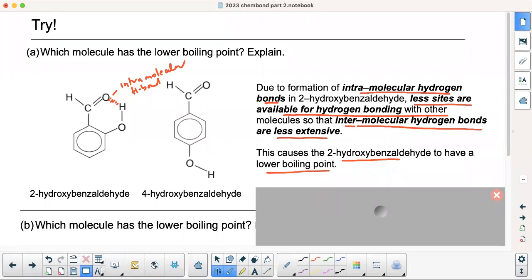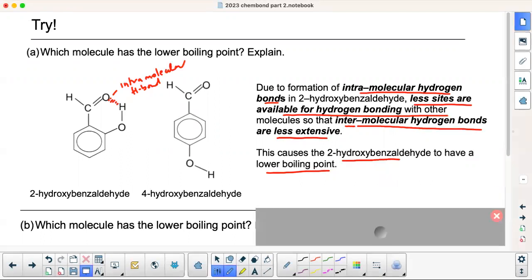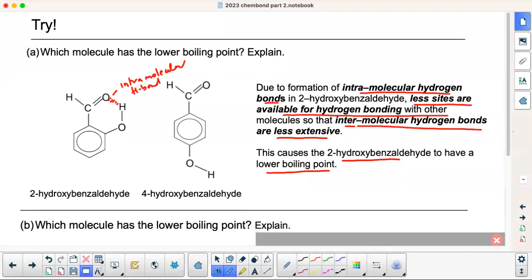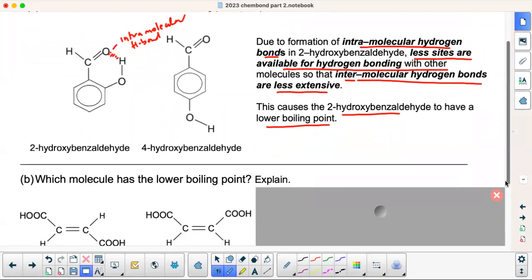So once it forms intra, it cannot form inter. In terms of like the H and O, the H and O cannot form inter. This one, do it yourself. If I help you one, then you do the other one.